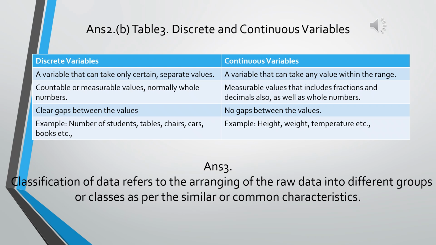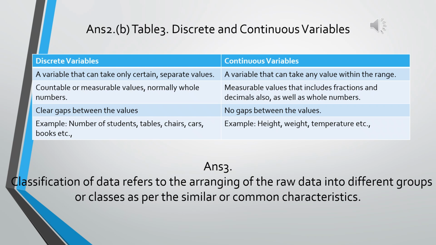For the discrete variables, clear gaps are present between the values, while in continuous variables, because from the name we know that it is in continuity, there are no gaps between the values. The examples for discrete variables can be number of students, tables, chairs, cars, books, while for the continuous variables it can be height, weight, temperature. So these are the distinguishing points of discrete and continuous variables.